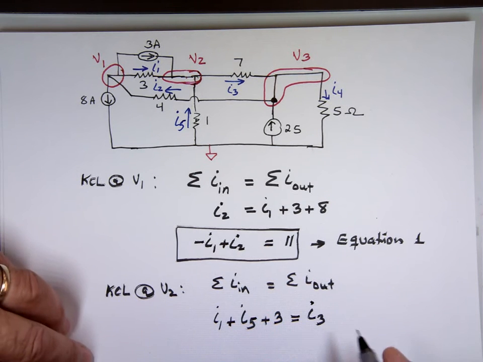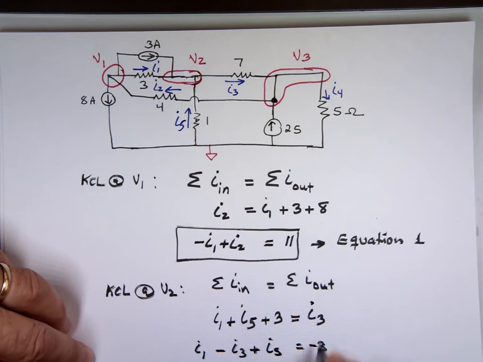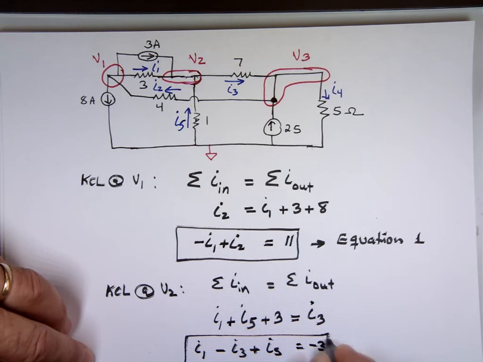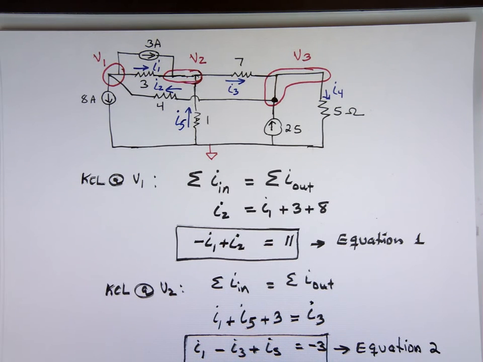Okay, if I clean it, I can move the 3 there, make it a negative 3. I sub 1 minus I sub 3 plus I sub 5. Equation 2.